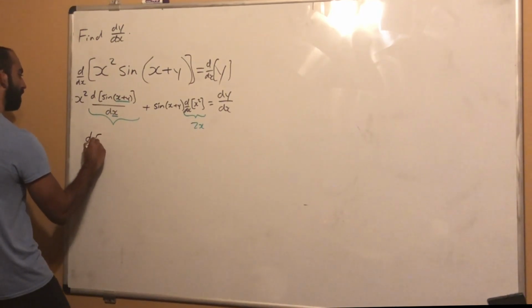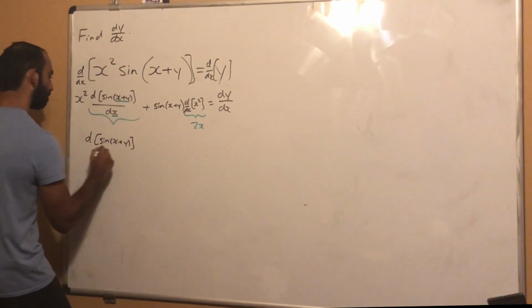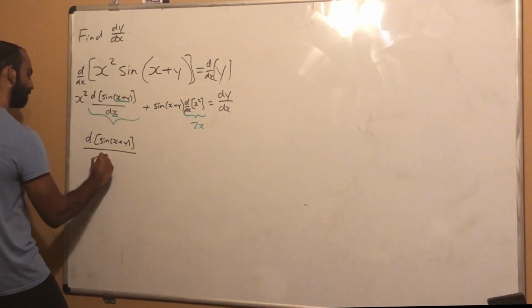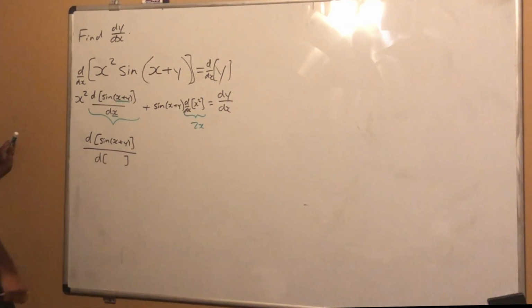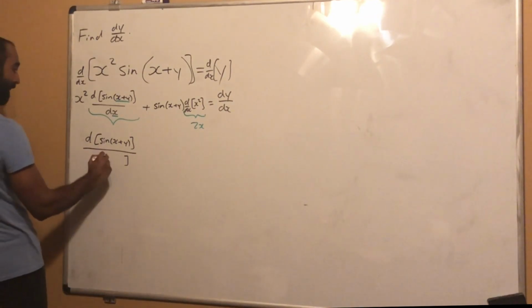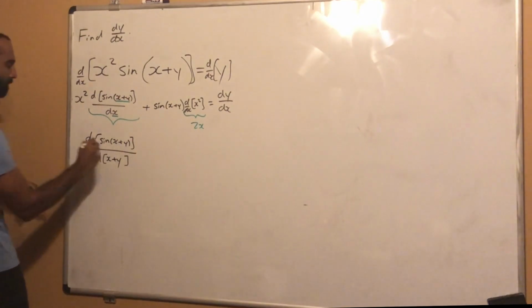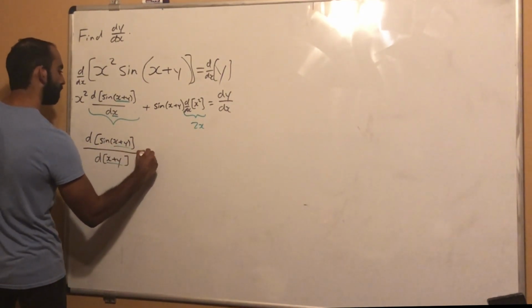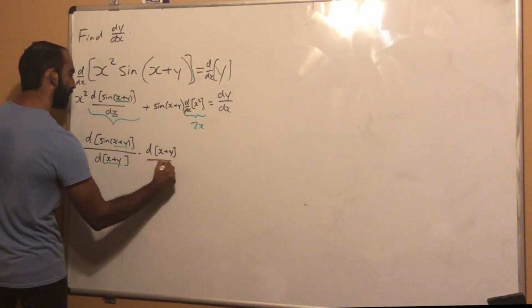The derivative of sine of x plus y with respect to, it's kind of nifty here. What do you want to put there? X plus y. Yeah, I want them to match, because if they match, then I have a very simple derivative, right? And of course at the end here I got the derivative of x plus y with respect to x.